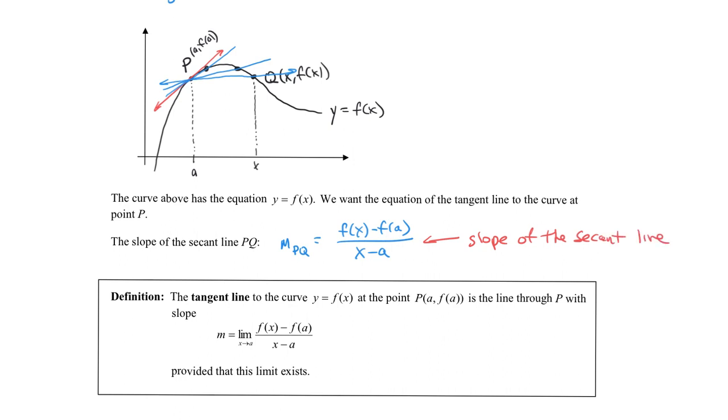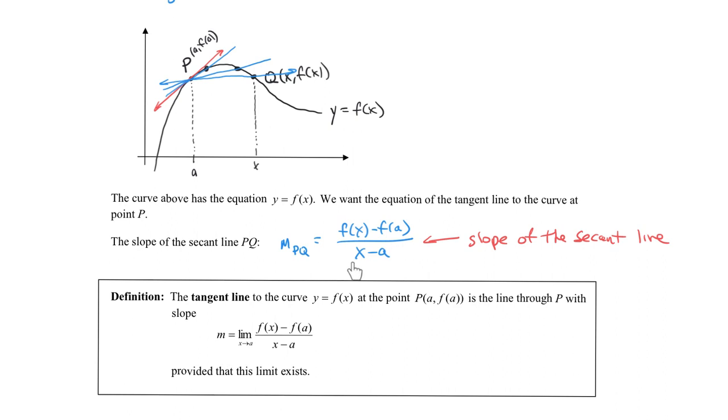And what we're going to do is slide x along here, which slides Q along here. We're going to take the limit of all these slopes of the secant lines. And the limit of those slopes of the secant lines is actually the slope of this tangent line. And that is what the definition says right here. The tangent line to the curve y equals f of x at the point P is a line through P with this slope right here.